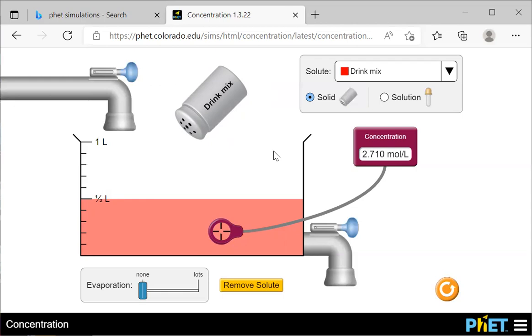Letter E asks, what is the relationship between the concentration and color of the solution? And the relationship that those two have is that the deeper the color of the solution, the more concentration we have. And we can even see it in the numbers. We started at about 0.84, and now we are at 2.710.